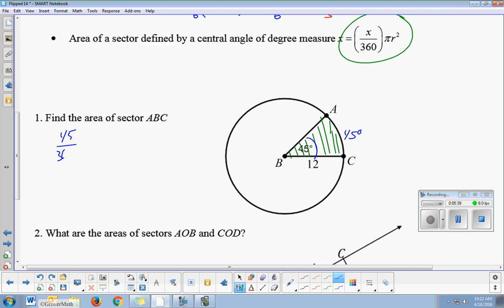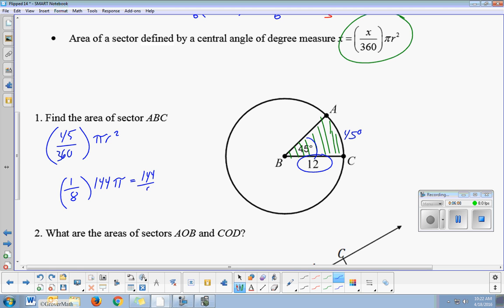And you could simplify that. You could leave it 45 over 360 in your calculator, but what that comes out to be is an eighth. So it's an eighth of the circle, and so an eighth of pi r squared. With our radius being 12, that's an eighth of pi times 12 squared. And 12 squared is 144. So an eighth of 144 pi.